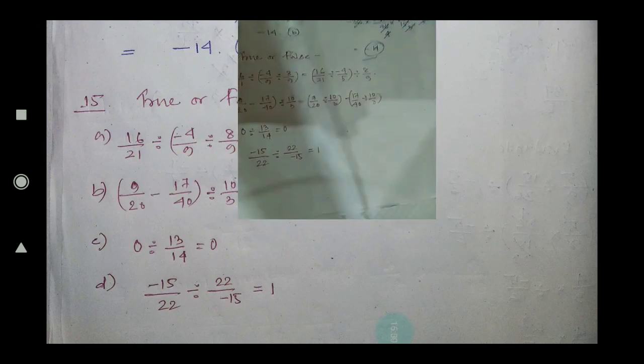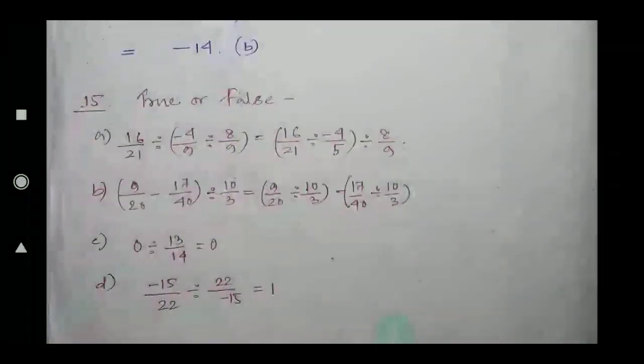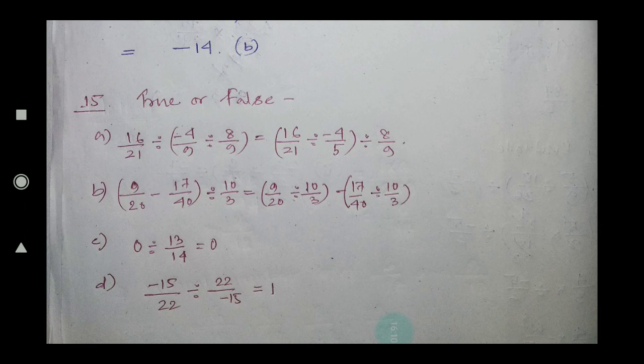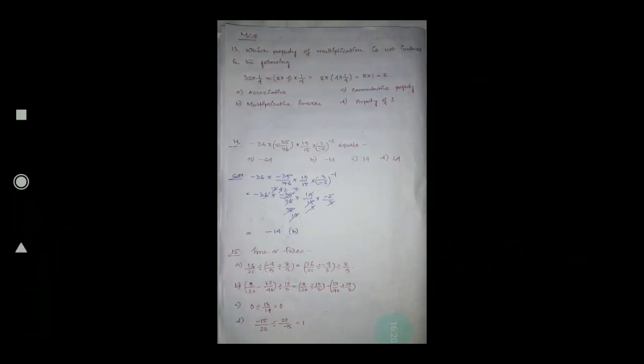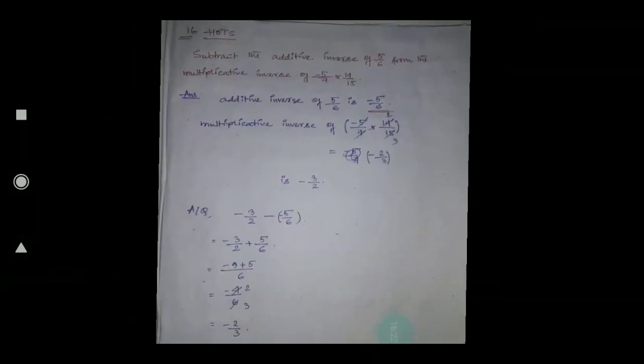Now question 15, true or false. Numbers two and four, this one you have to do by yourself. How will you do this one? You see in this question, equal to is given, that means both the left side and right hand side you have to solve. First you do the bracket work, then after that you can do the simplification by yourself.